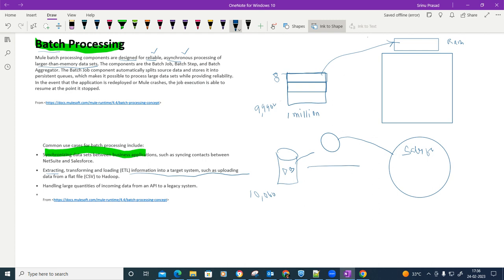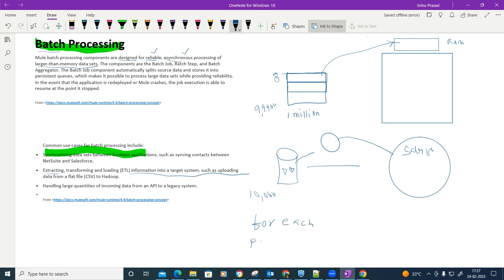While processing, the process should be reliable, concurrent, and have a better error management strategy. So we are looking for these three kinds of features while processing the batch. There are some alternate features like for each and parallel for each. Using these constructs also, we can process the records.